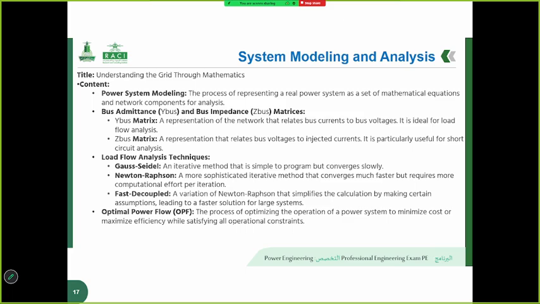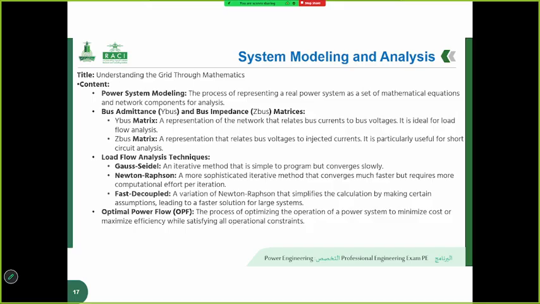Bus admittance, or Y-bus, and bus impedance, Z-bus, matrices. These two matrices are fundamental tools for power system analysis. They represent the network's electrical characteristics and are used to solve for voltages and currents throughout the grid.